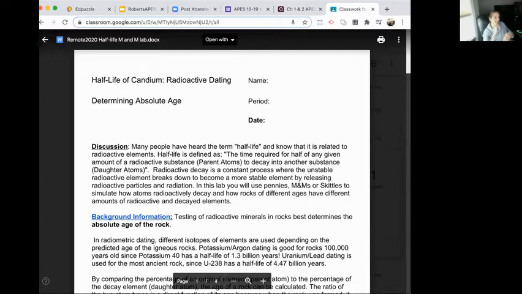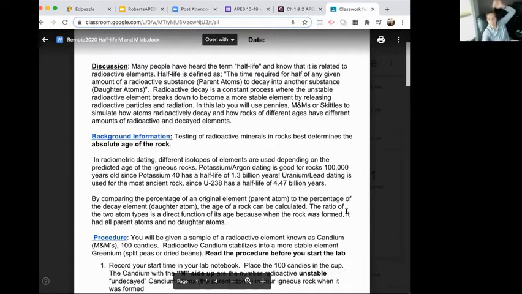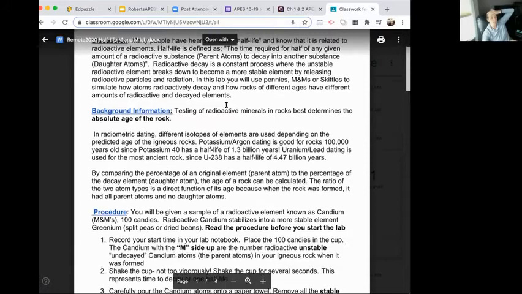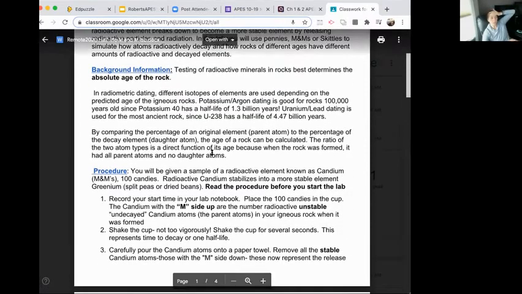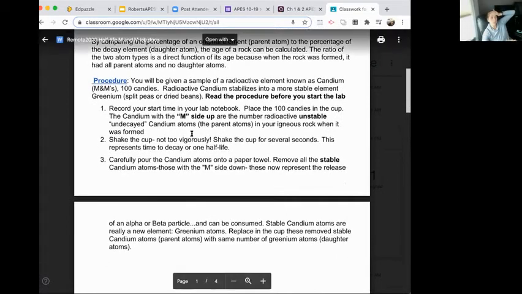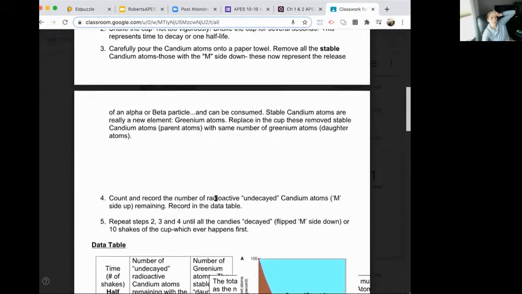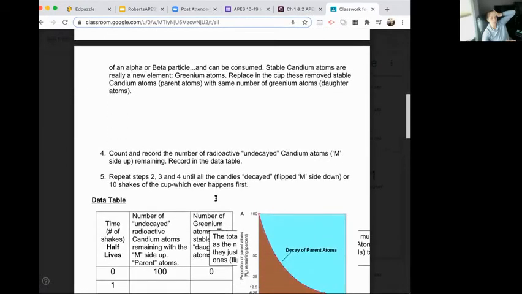All right, so let's talk a little bit about this. When you get into your groups, based on whoever's the oldest, will go first and read the discussion paragraph. And then the second oldest will read the background information. And then the third oldest will start on the procedure, and so on. So you can take turns all the way till you finish step 5.